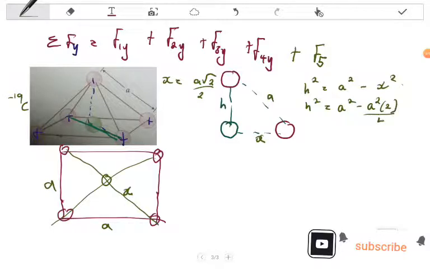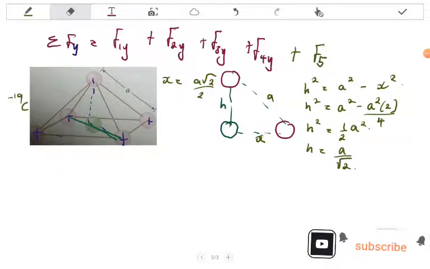So h squared is going to be equal to, you know, half minus 1 is half. So therefore we're going to get half a squared, right? So therefore what's h? h is equal to a divided by square root of 2. Okay, so now we're cool with that. So if we got that, what we have to do now is substitute in our equations here, because we're looking for h here. That was the only thing that we were looking for.